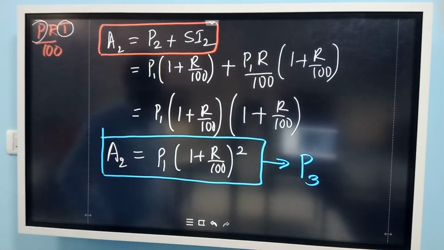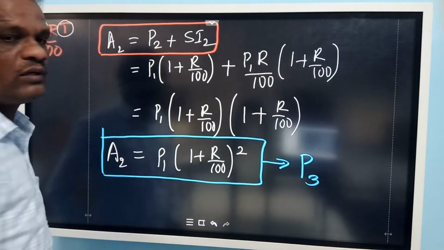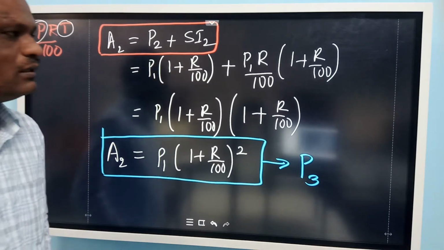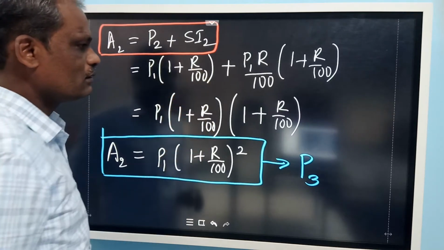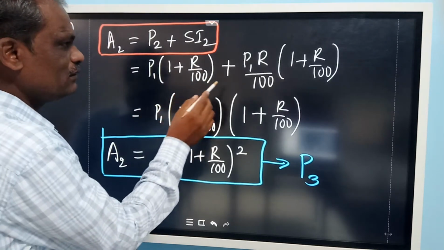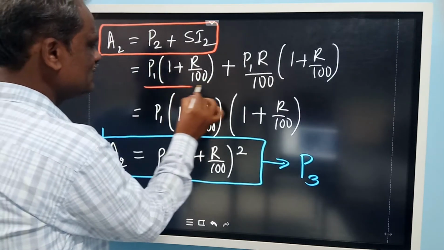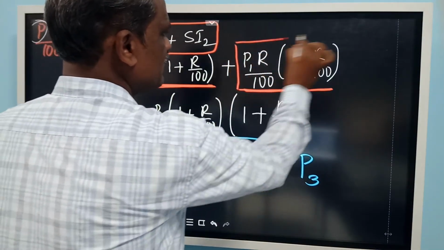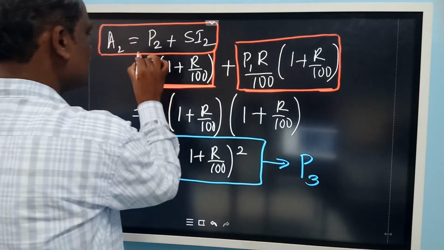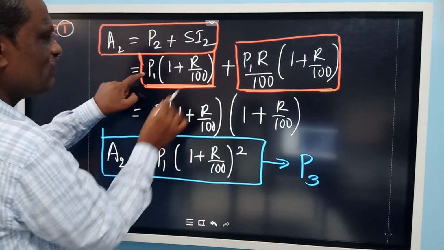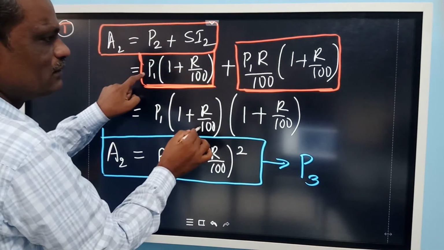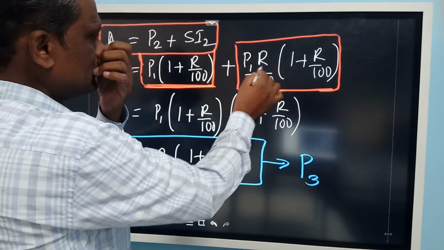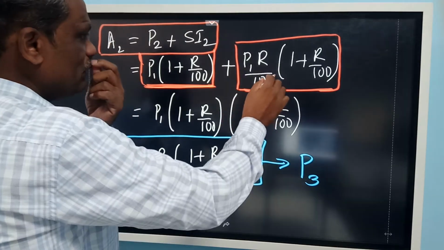Okay. So now, you can do some rearrangement. Observe here. Sir, we can take P1 as common. We have taken P1 common. See here in this term also we have P1. Here also we have P1. Two terms are there. This is one term. This is another term. Here if you take P1 common, what will remain? 1 plus R by 100.